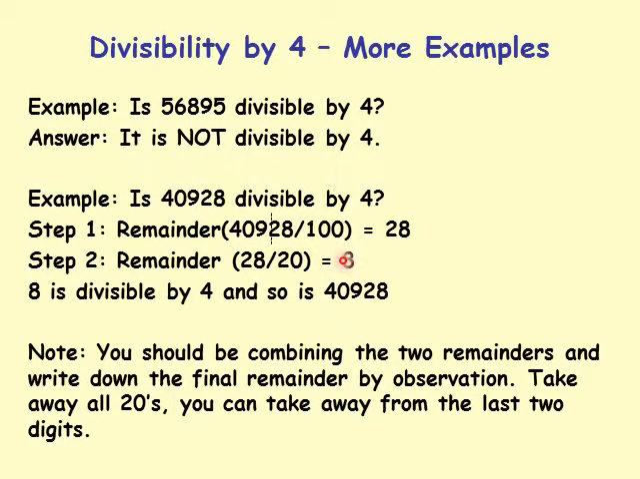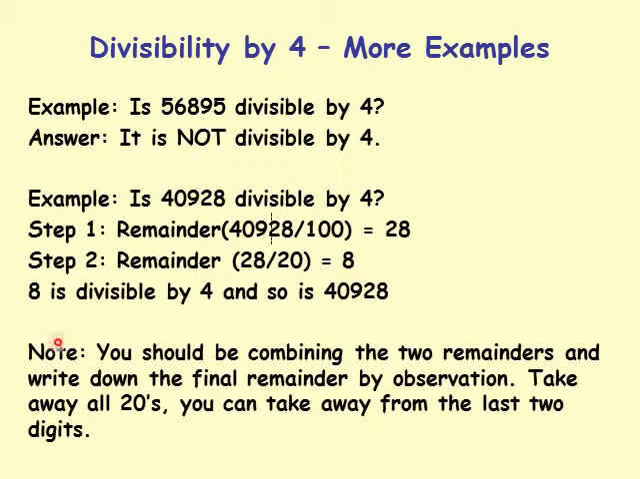You can also look at this number here, 40928. We got 28 here, the last 2 digits, those are the remainder. And to divide by 20, take the remainder, this 2 disappears, 2 becomes 0 here. We take 20 out of 28, leaving 8. So you could have said right from here, 8 would be the last remainder, and 8 is divisible by 4, and so is 40928. So with practice, you will be combining these steps. I have to go through these steps so that you know what is involved.